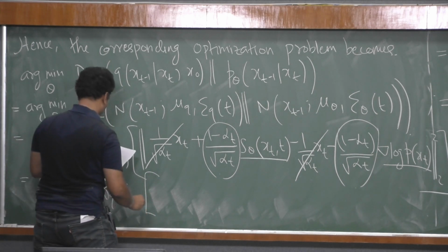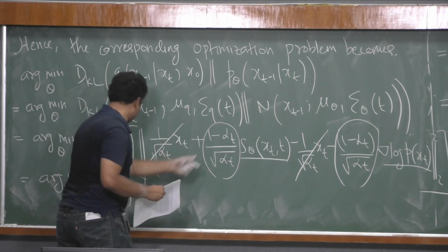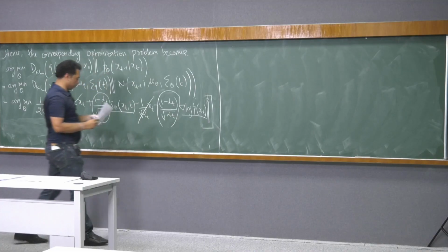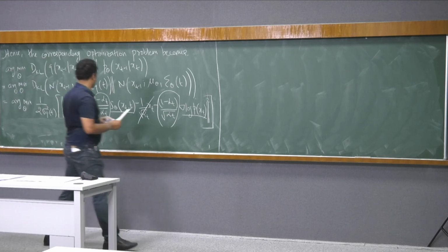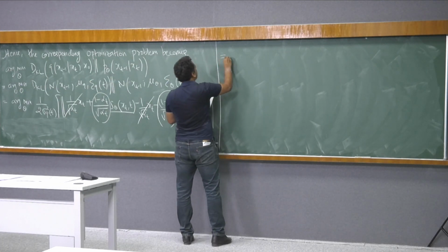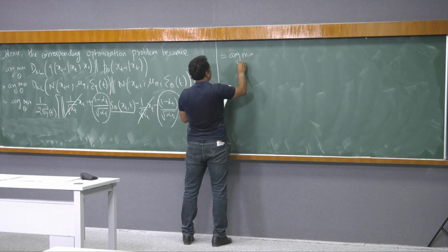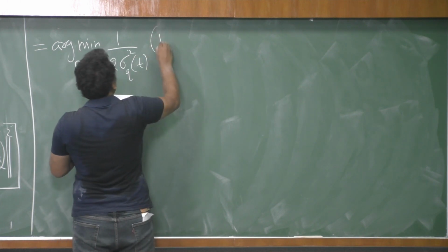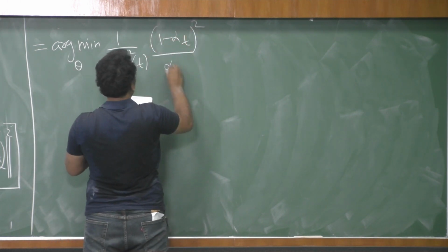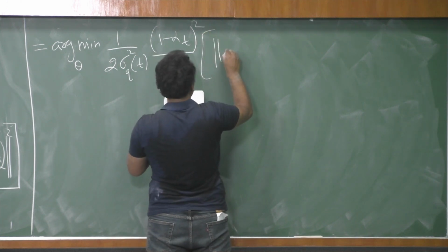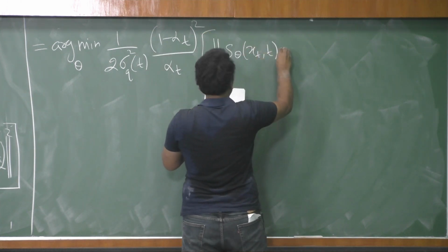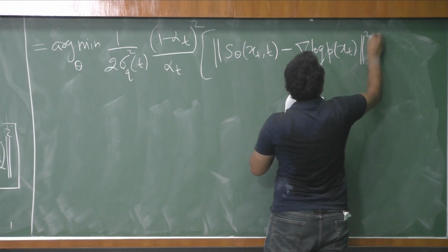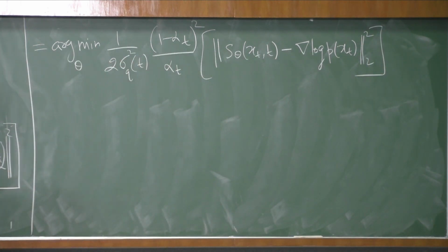As I said, I will take this common term out, so maybe it's good that we do it on the other board. We continue from the previous step, and I will take this common term out. So this will be theta, 1 over 2 sigma_q^2(t), times (1 minus alpha_t)^2 divided by alpha_t, and this is the norm squared of s_theta(x_t, t) minus grad log of p(x_t). So this is the interpretation we have.